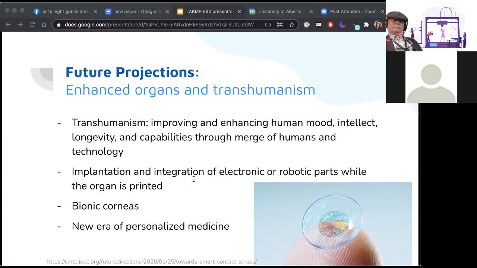Different implants could also lead to a new era of personalized medicine, where electronic or robotic implants could help us track physiological data like heart rate, nutrient intake, water intake, and glucose or insulin levels. The merging of 3D bioprinting and transhumanism is definitely an innovative and exciting future that should be considered.